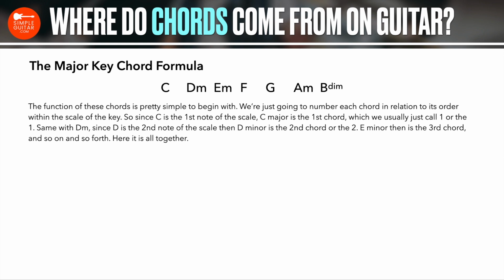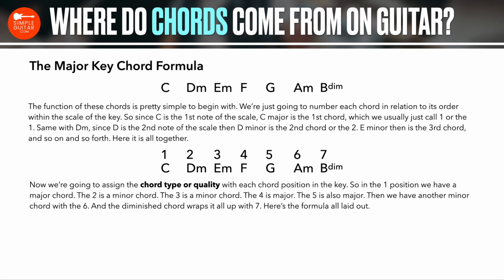So since C is the first note of the scale, C major is the first chord, which we usually just call 1 or the 1, okay? Same with D minor. Since D is the second note of the scale, then D minor is the second chord or the 2. E minor then is the third chord, and so on and so forth. Here it is all together. So I put the function of each chord above the actual chord name here. So we have C major under 1, D minor under 2, E minor under 3, F major under 4, G major under 5, A minor under 6, and B diminished under the 7.